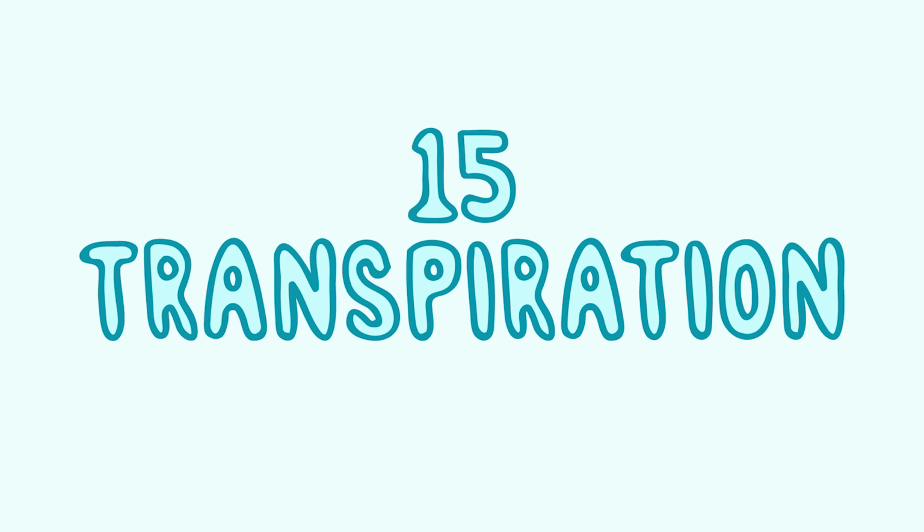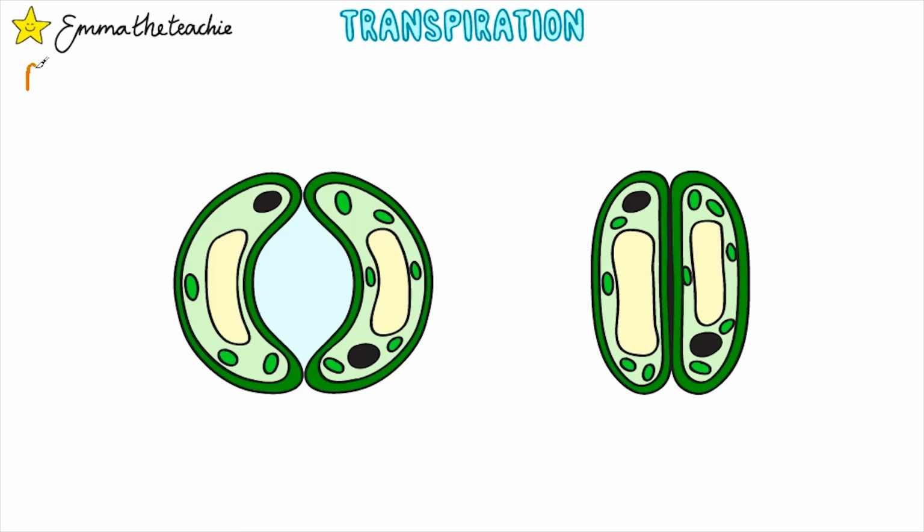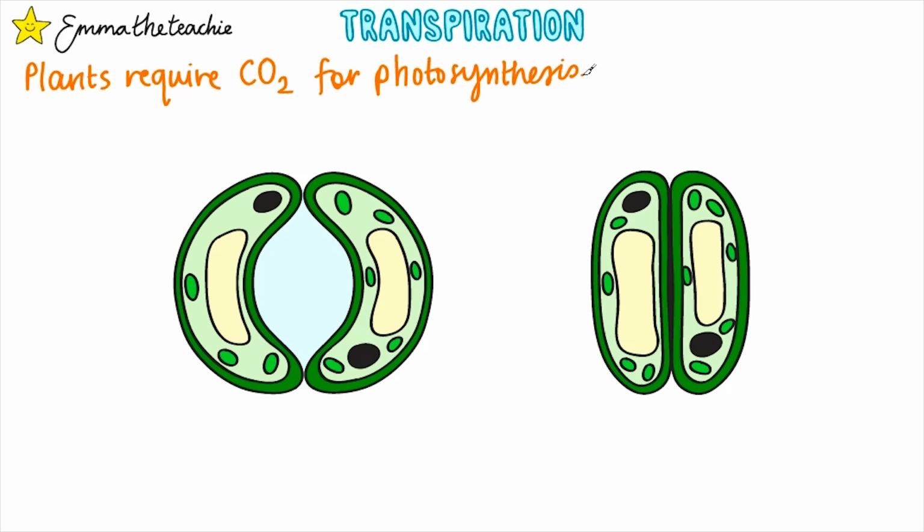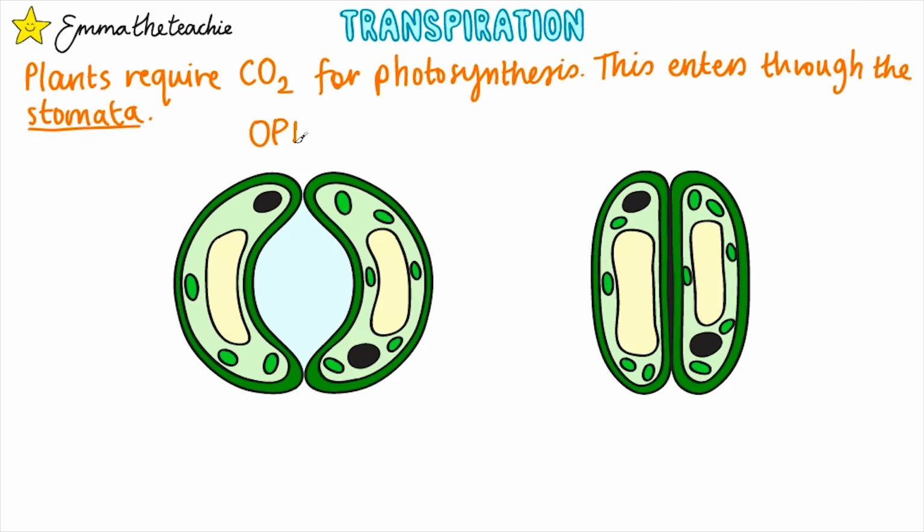15. Transpiration. Plants require carbon dioxide for photosynthesis. This comes from the air around them and enters the leaves through small pores called stomata. These can be open, like this one which shows the stoma, which is a singular of stomata, or they can be closed so you can't see it.